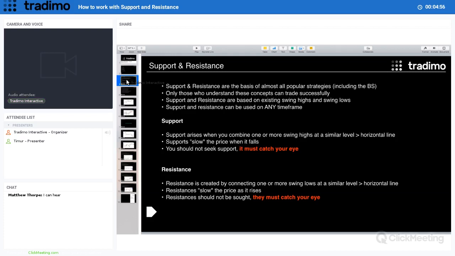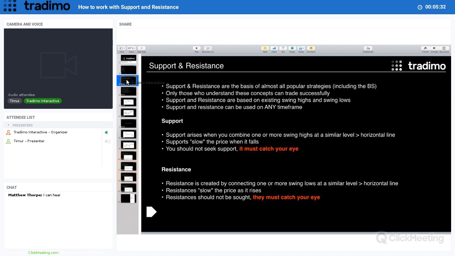So you see, every strategy that uses swing highs and swing lows to make a decision, and this is a lot of trading strategies, is based on support and resistance. Only those who understand these concepts can trade successfully. This is my personal opinion, but I'm pretty sure Timo, you will agree. Of course I do, Matthias. Yeah, support and resistance is so important, and it is really necessary to understand this concept.